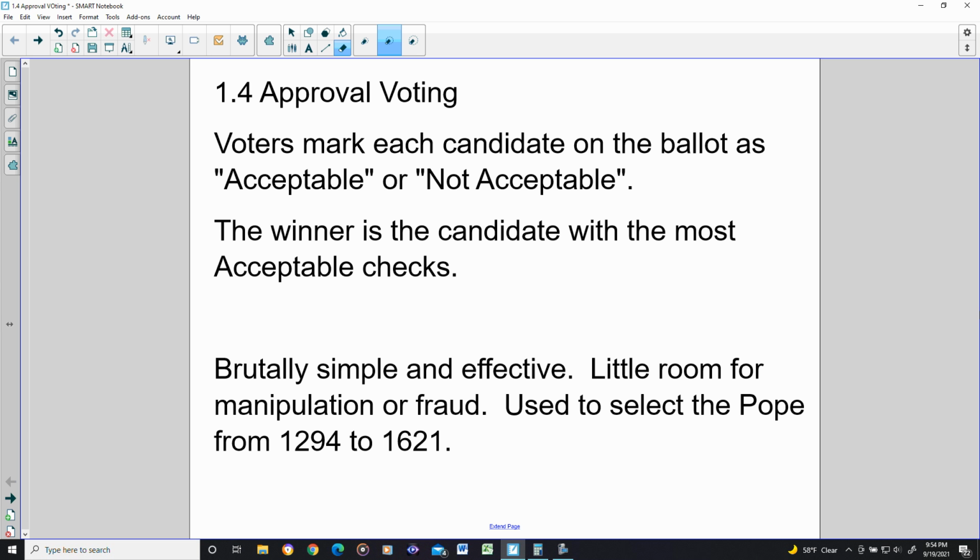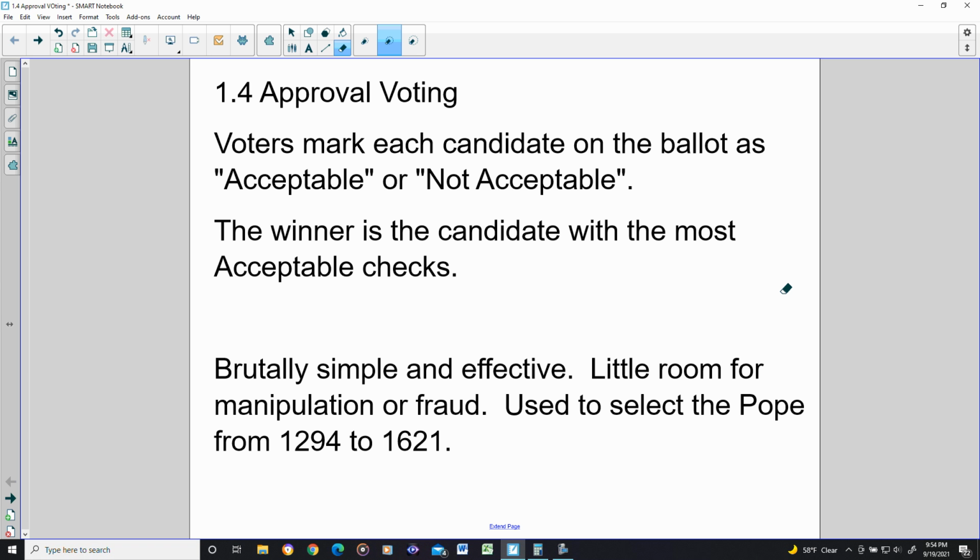It can be done in as little as a day or two, or sometimes it can take as much as a month. It depends on the situation. Anyway, other than that, approval voting is simple, effective, and can be very fair.